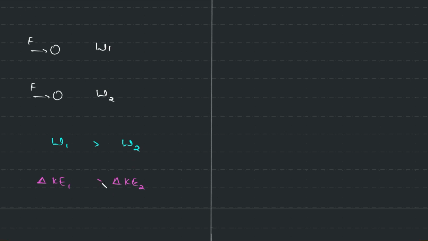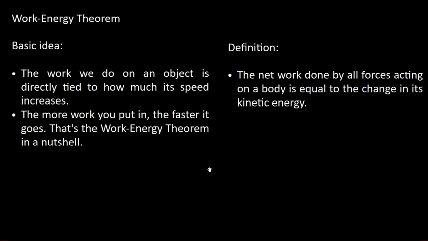Is this right, or is this opposite? Was that right, or is this right? Think, use your common sense. The first one was right? So first one is right. The more work I do, the more kinetic energy change I will see. And that is your work energy theorem.